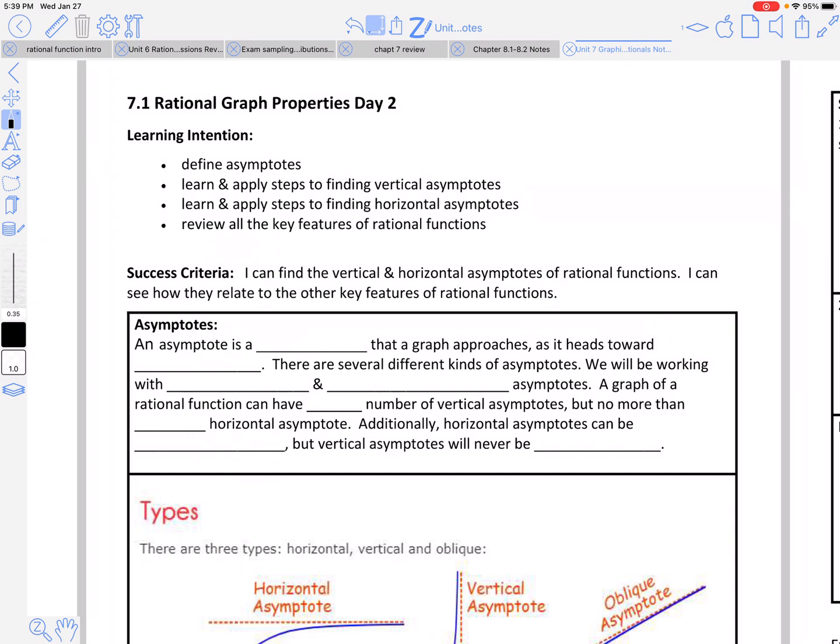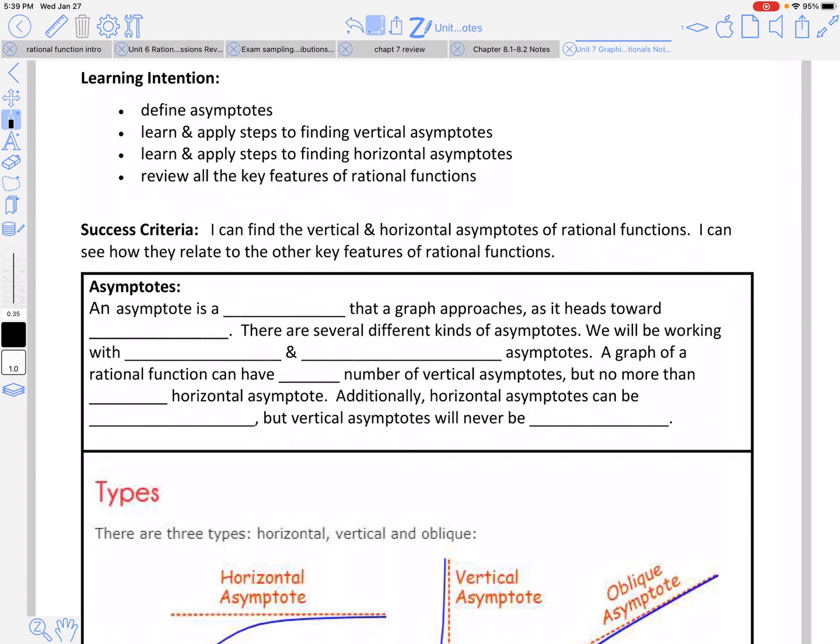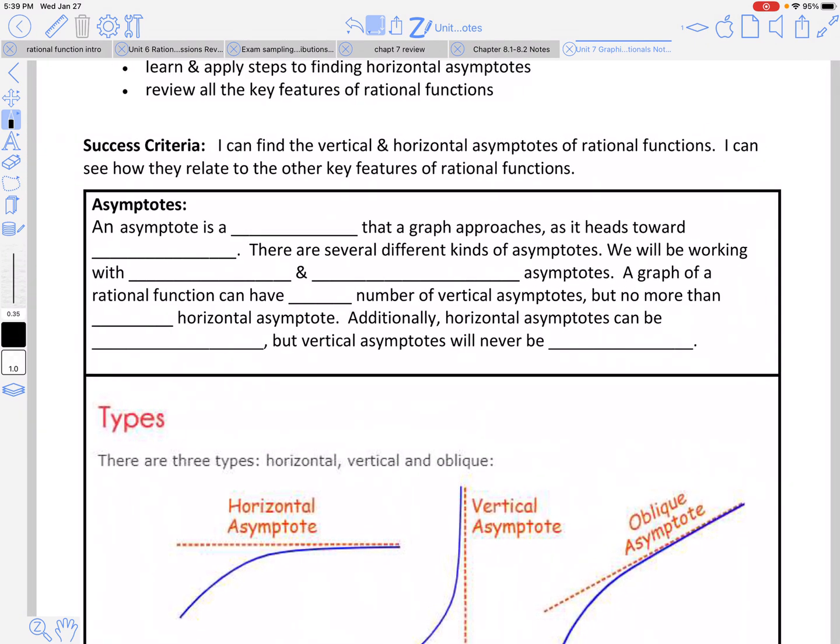All right, so an asymptote. We're going to talk about that in this next box. We're going to learn and apply steps to finding vertical asymptotes, learn and apply steps to finding horizontal asymptotes, and then review everything we learned before. So like I said, we will review. Okay, so here we go. I can find the vertical and horizontal asymptotes. I can see how they relate to the other key features.